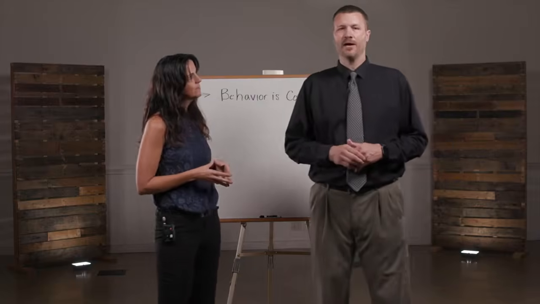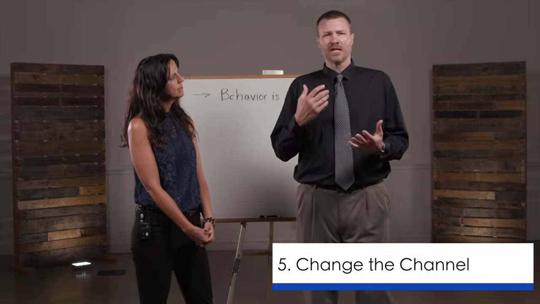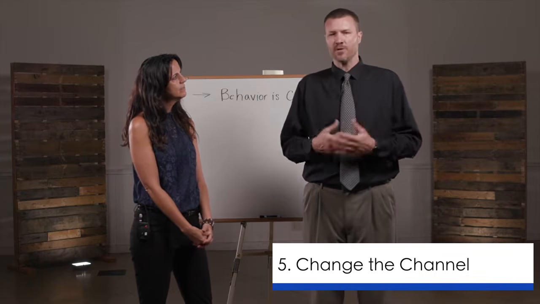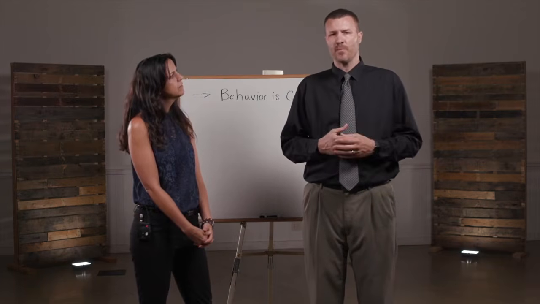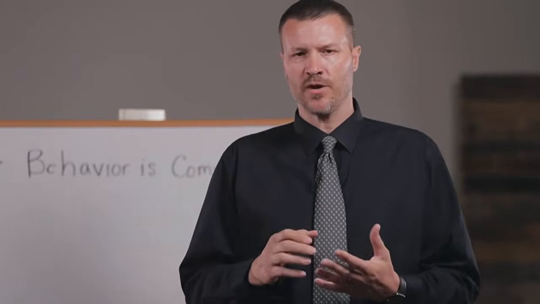Number 5 is called change the channel. In this application, this is a little bit different because we've got to understand a little bit about how the kids' brains work. In the previous video, we talked about how the brain works a lot. We used a ham model, and so we know there are different parts of the brain that do different things.